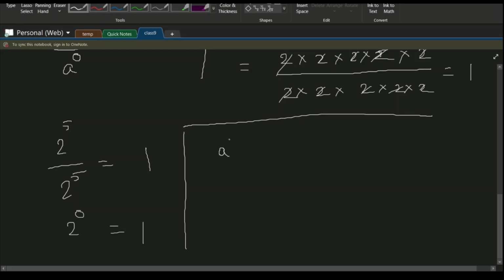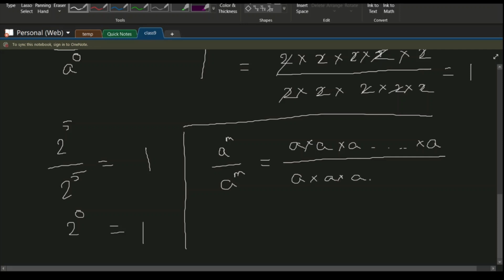We can show it like this: a to the power m divided by a to the power m, right? If I expand it, if I write it in the complete notation, this is a short form. A to the power m is a short form of a multiplied with itself m times, right? And in the denominator also we can write a multiplied with itself m times.